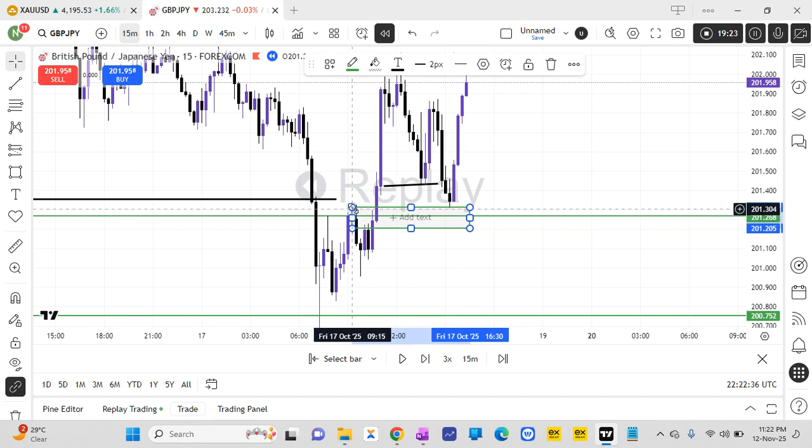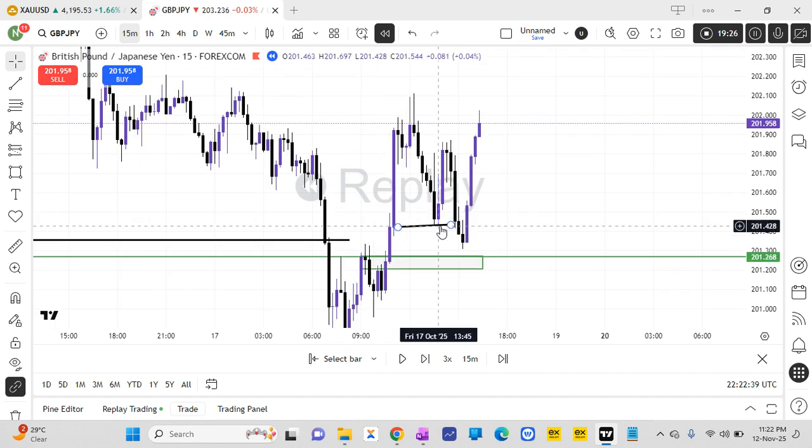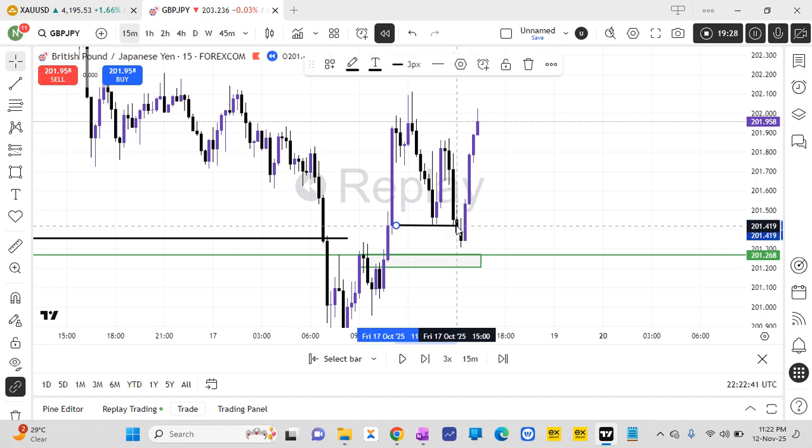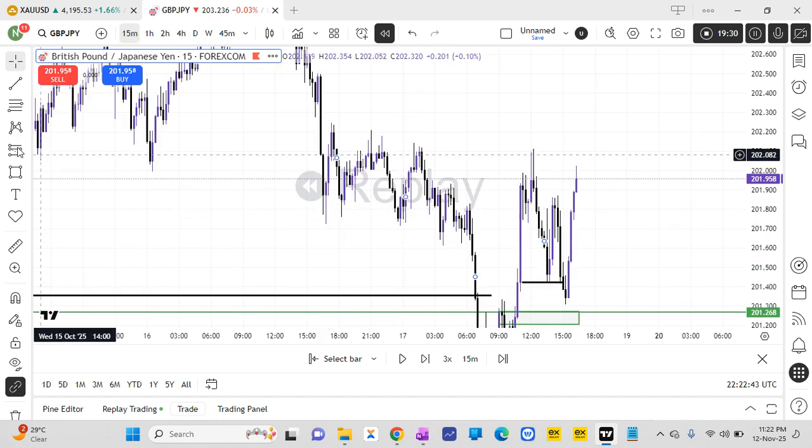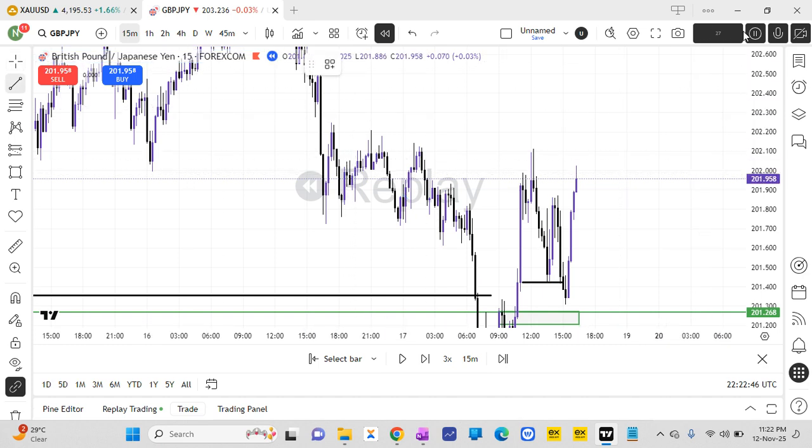I didn't catch this trade because this is why I was waiting for it. I saw the trade, but I didn't catch it. This is why I was waiting for it. Then this is the second one I caught.